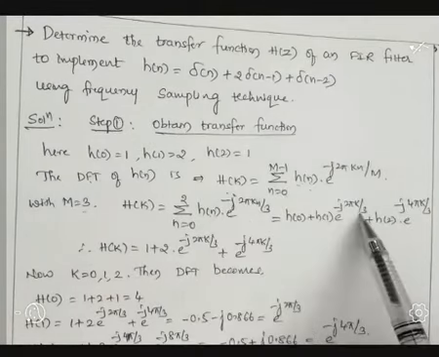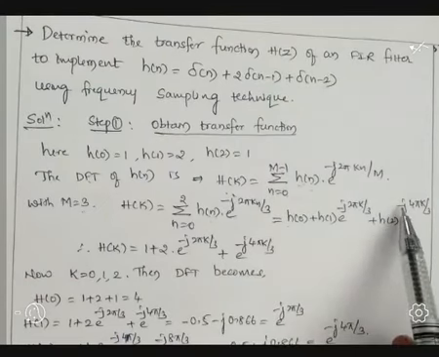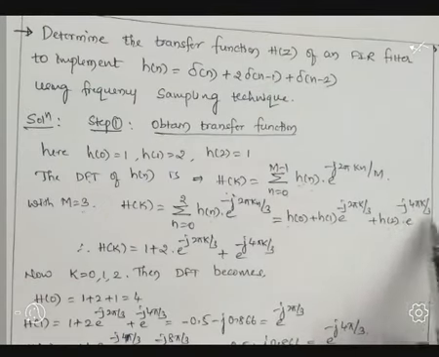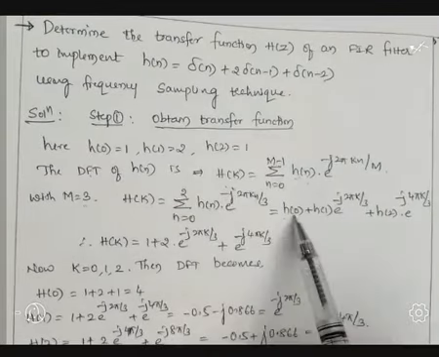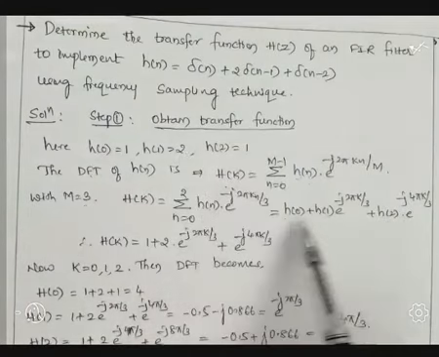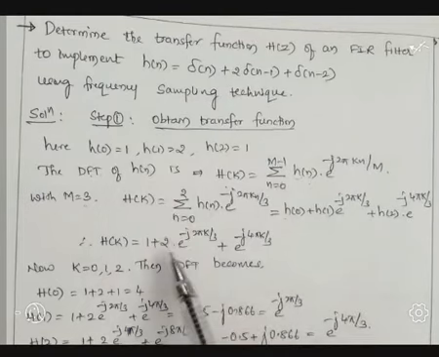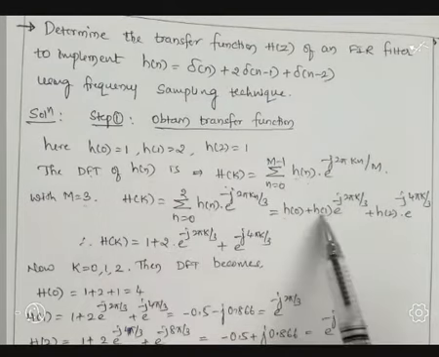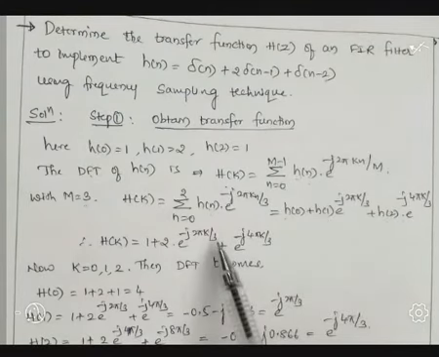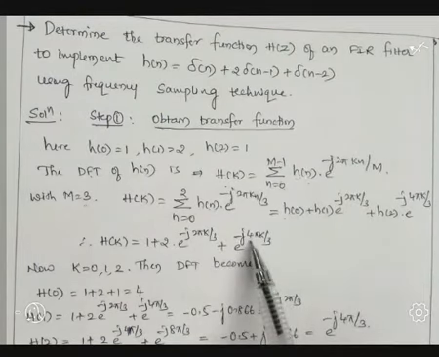Let's go for n equal to 2: h of 2 multiplied by e to the power minus j 4 pi k by 3. H of 0, h of 1, h of 2 we already know: h of 0 is 1, this is 2, this is 1. Substituting here, h of k equal to h of 0, which is 1, plus h of 1, which is 2, into e to the power minus j 2 pi k by 3, plus h of 2, which is 1, into e to the power minus j 4 pi k by 3.